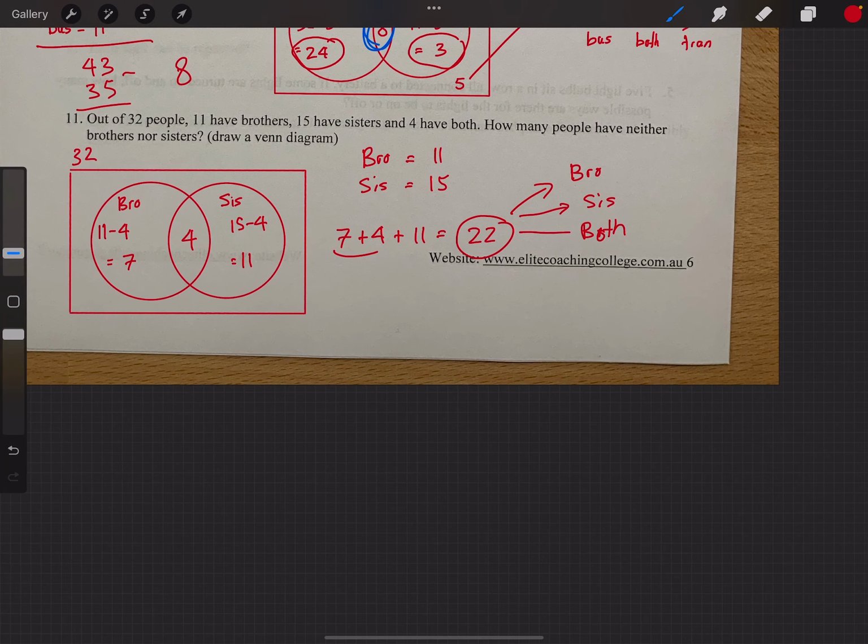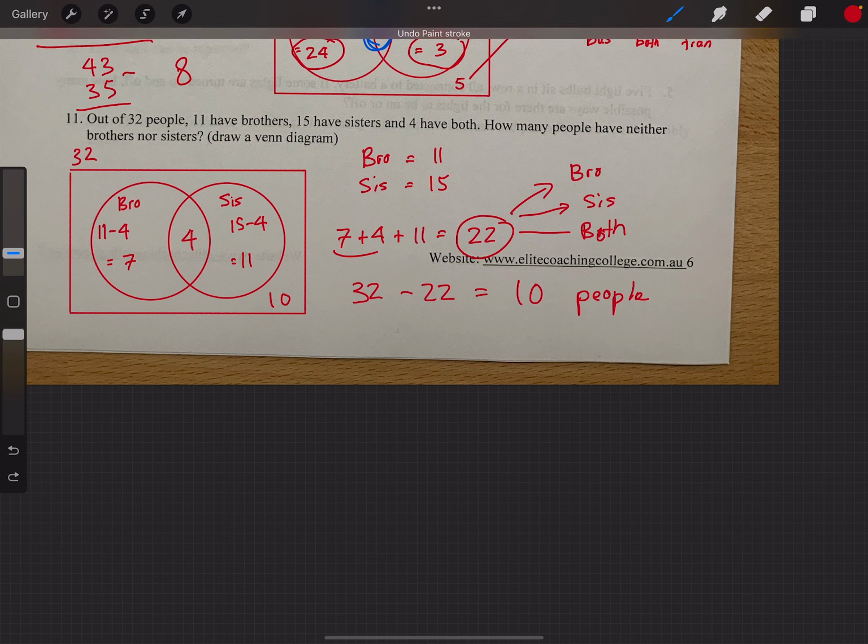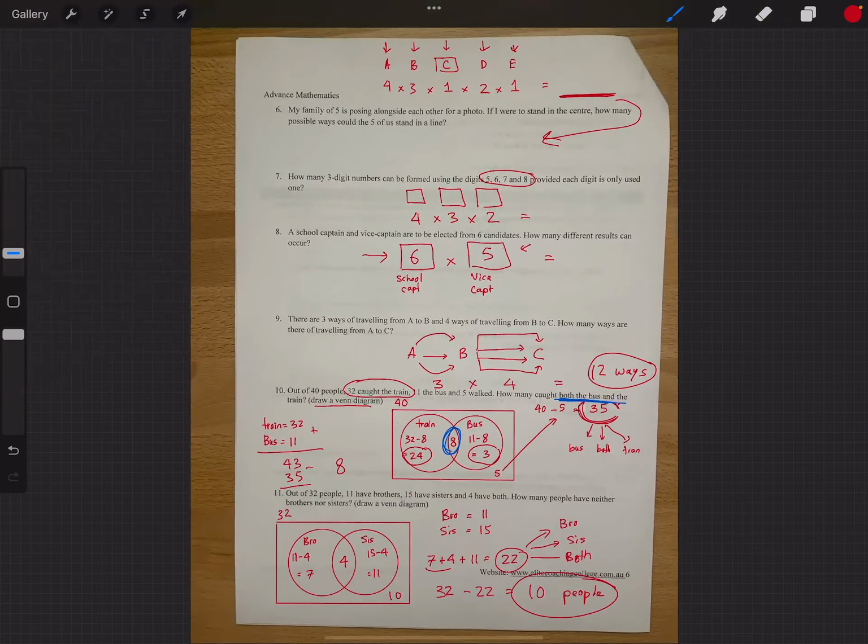Now, there are 32 people. So 32 take away 22 is going to give us the people who have neither brother nor sister. So that'll be 10. That means 10 people sit outside of this circle. 10 people don't have brothers or sisters, so that's why they're sitting outside there. If you're inside the circle, you have to have either a brother or sister, right? So that means 10 people is the answer.